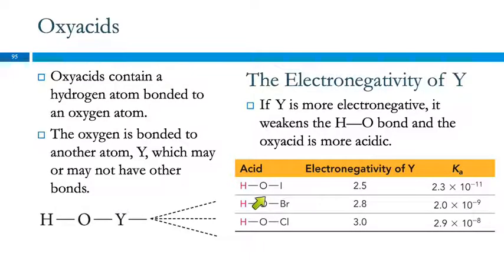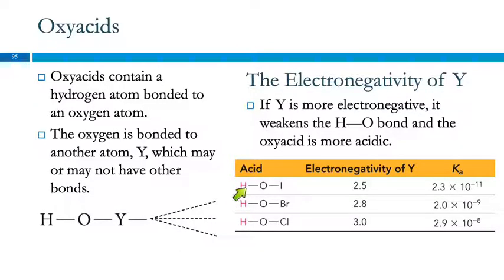So here we have an effect from the electronegativity of this other element, this Y here. This element may or may not be bonded to other things as well. In these examples, it's not. So here we're looking at the electronegativity of I. I is less electronegative than Br. Br is less electronegative than Cl. So what does that do?